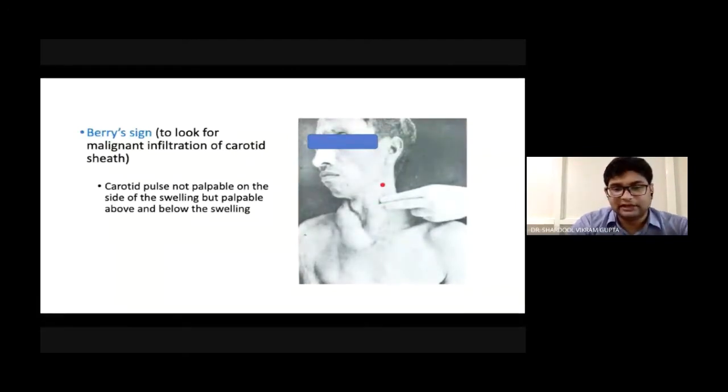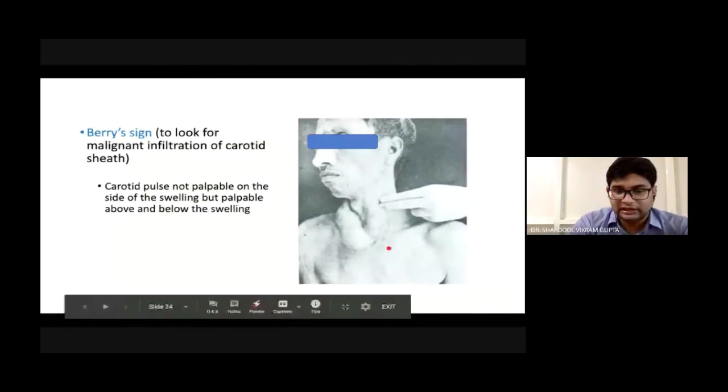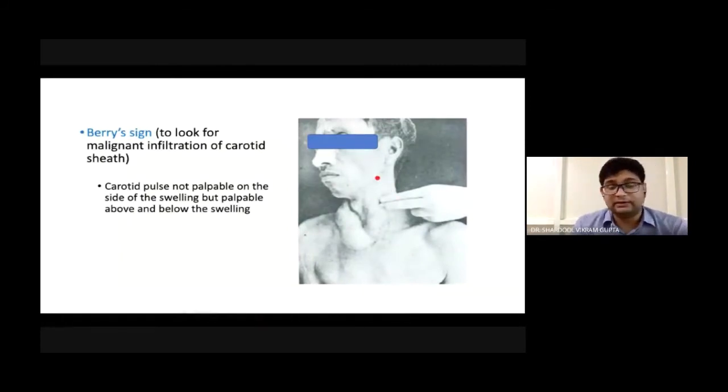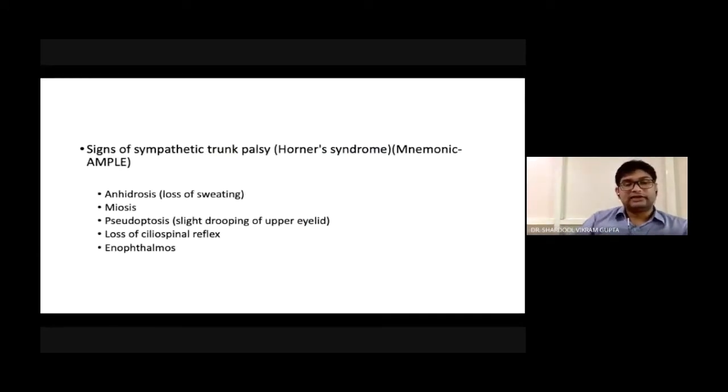But if you palpate above, you may be able to palpate it, but just lateral to the swelling, if there is actual malignant infiltration, then you will not be able to palpate the carotid pulse. This is known as Berry's sign. So you must look for the signs of sympathetic trunk palsy, which is also one of the compressive symptoms which I left in the history.